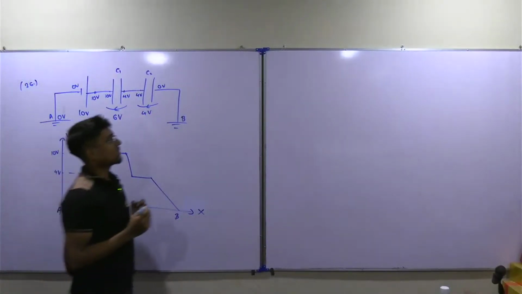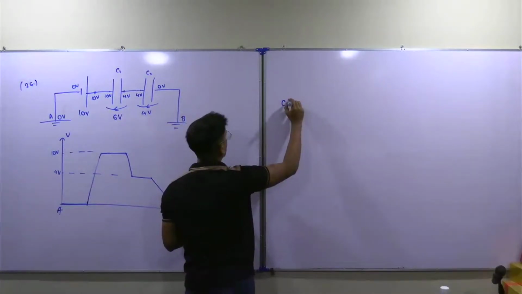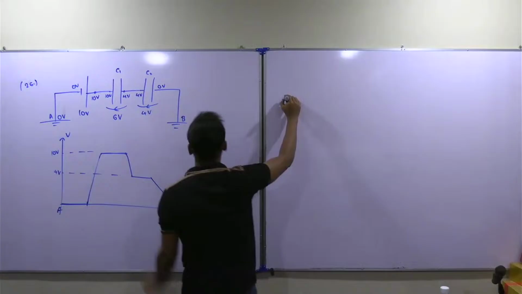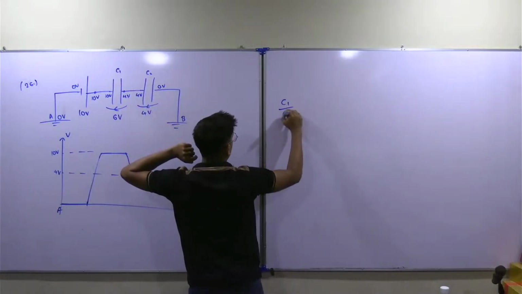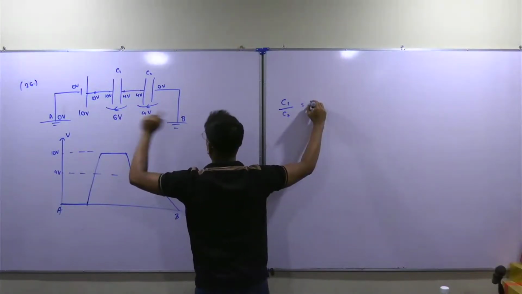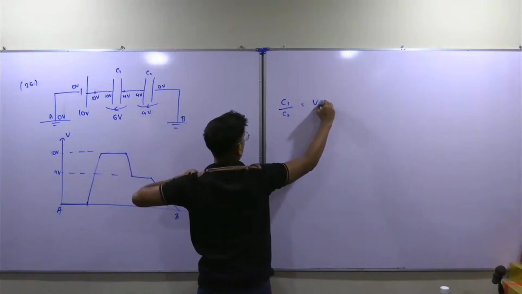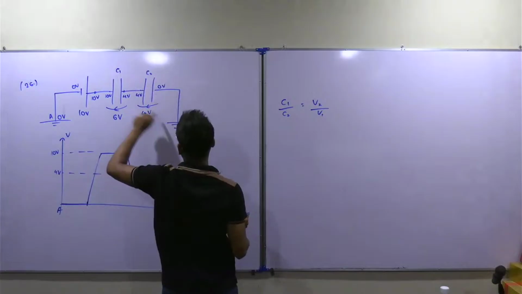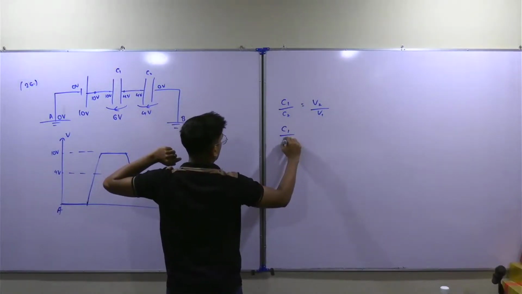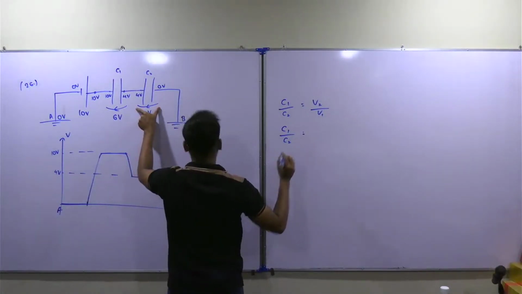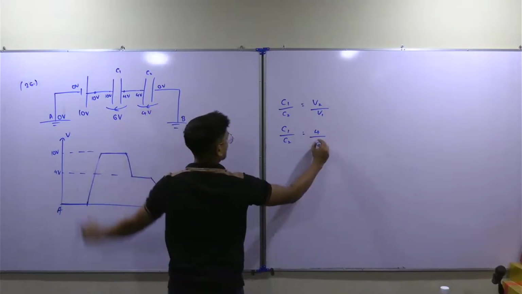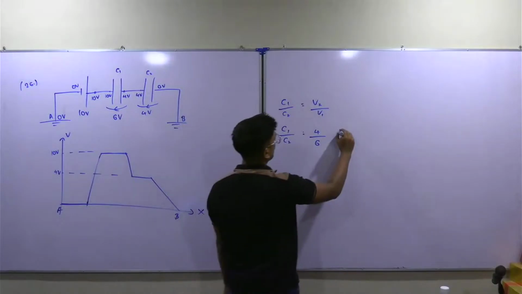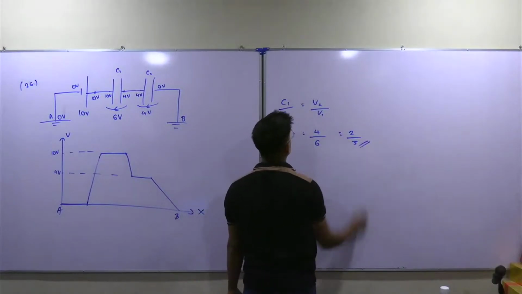For a capacitor, can you remember the ratio between the capacitances? Hope you can remember, C1 over C2, the ratio between the two capacitances, is equal to V2 over V1. Can you remember? V2 over V1. So C1 over C2 equals V2 is 4, V1 is 6. 4 over 6. So that is 2 over 3. The ratio between the capacitances is 2 over 3.